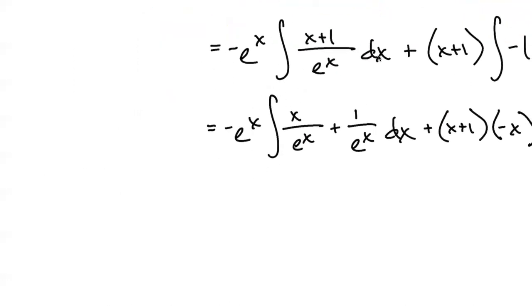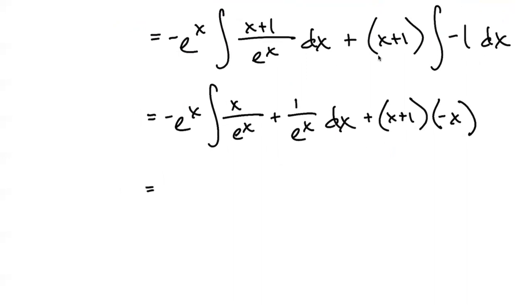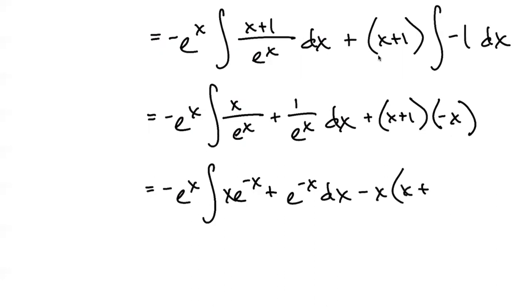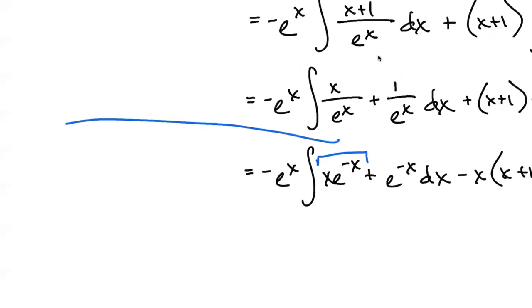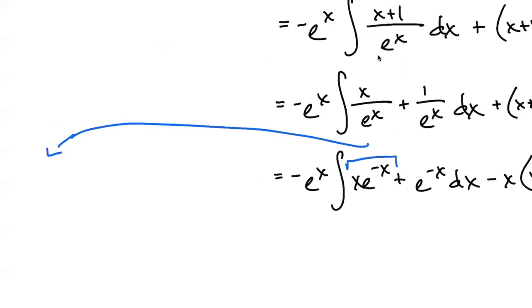All right, so what techniques do we need to integrate these two? Well, might be better if we rewrite it one more time. So negative e to the x, integral of x e to the negative x plus e to the negative x dx. So we can see from here, if we think all the way back to Calc 2, that for x e to the negative x, we're going to need to use integration by parts. And for this second one, e to the negative x, we can just use u sub.